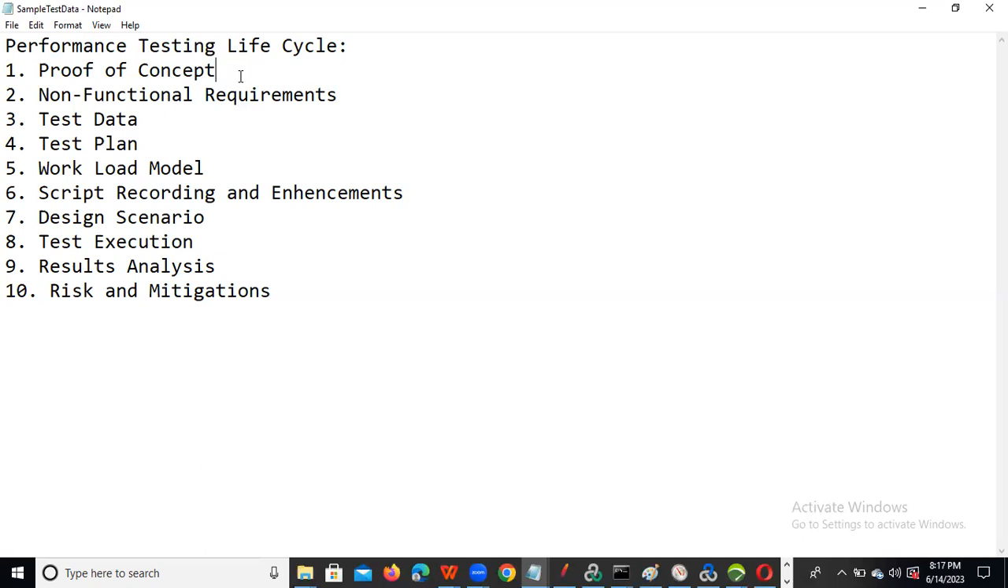Like LoadRunner, JMeter, NeoLoad, or Silk, or an IBM tool. You need to decide that in the proof of concept. And which protocol it will support. Like, it supports the web protocol, the web service protocol, otherwise it will support the SAP protocol. So which protocol it supports, we need to decide in the proof of concept.